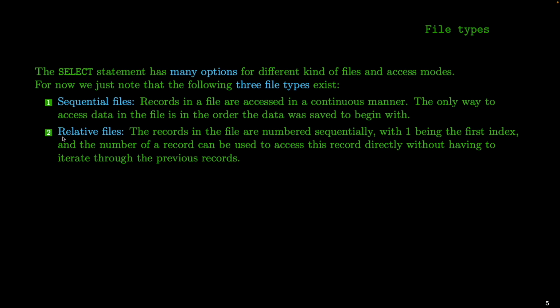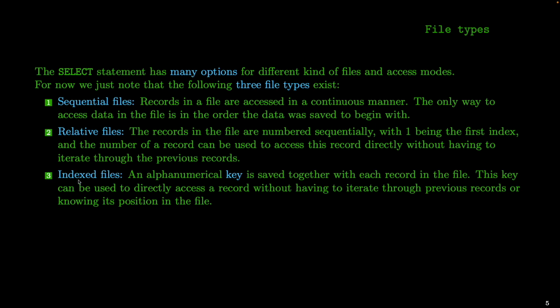The second type are the relative files. So here the records in the file are actually numbered sequentially as if they were contained in an array, beginning with index 1. And then you can use the number of the record, so its index, to access this record directly, and you do not have to iterate through all the previous records.